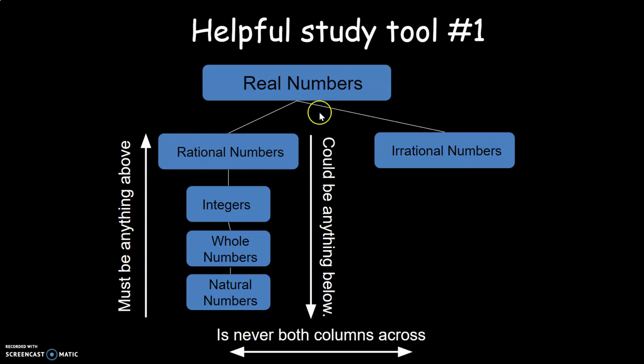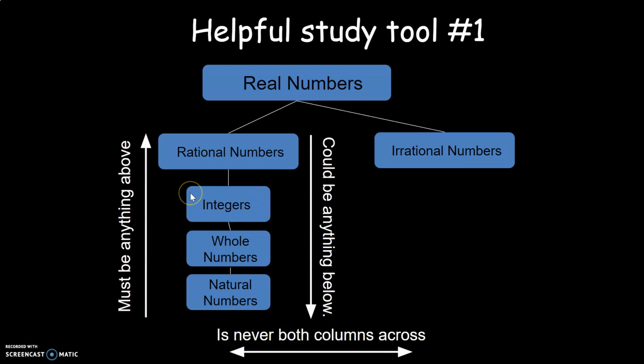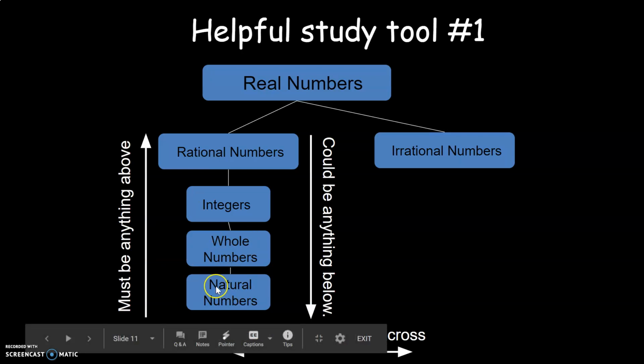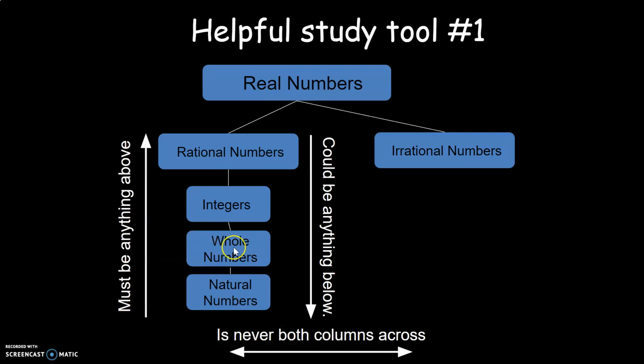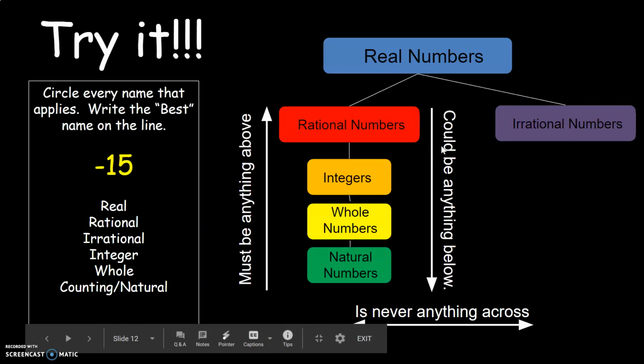And then, basically, you could be anything below if you're a rational number. So integers, those are those positive and negative numbers that do not have a fraction on them. Whole numbers are our counting numbers, or the natural numbers, but remember, whole numbers include 0. 0 is the only difference from our whole numbers to our natural numbers. But anything that's a rational number cannot be an irrational number. It's one or the other.